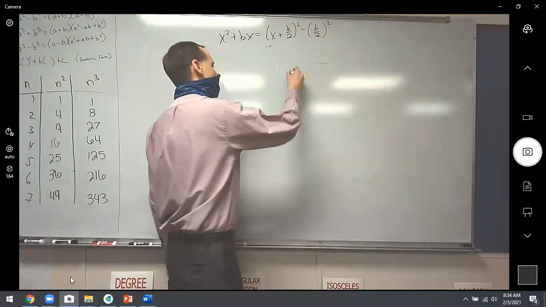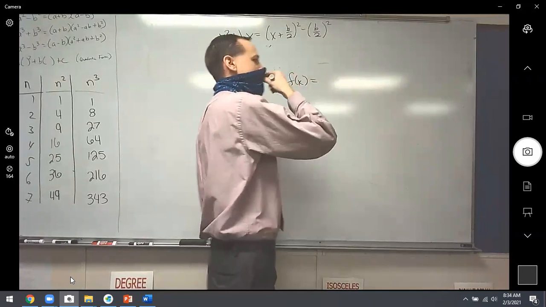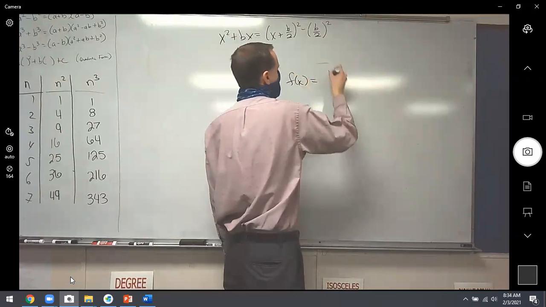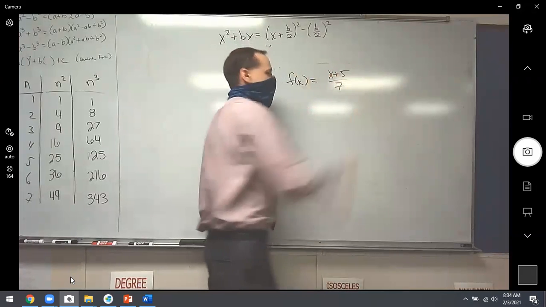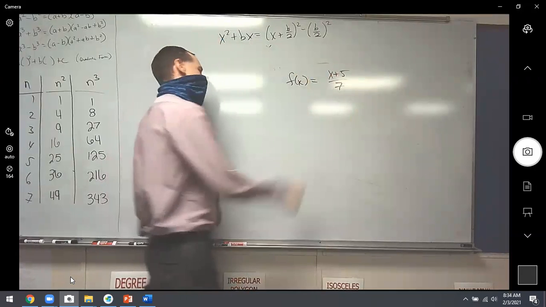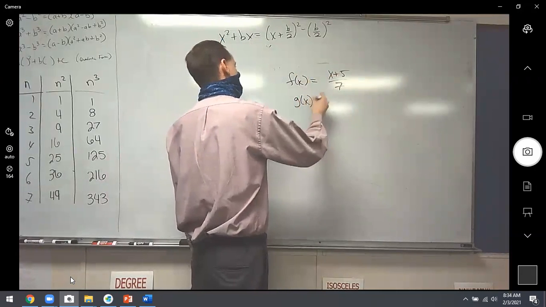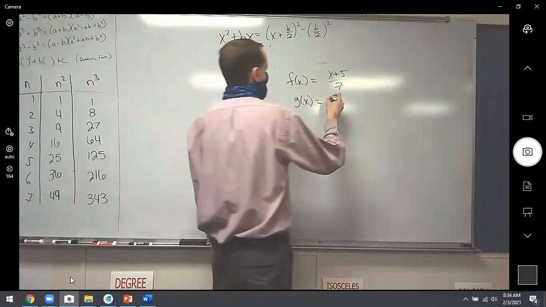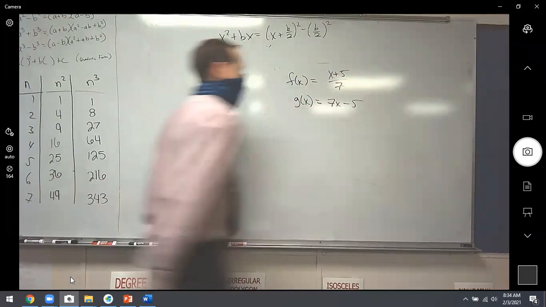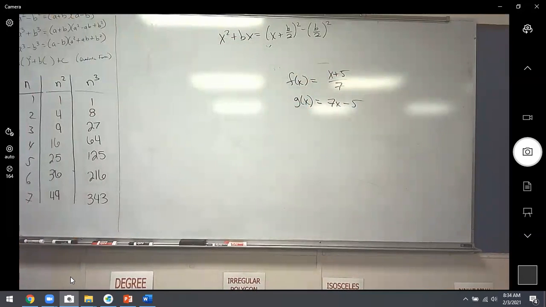Here we go. Let's say f of x is x plus 5 divided by 7. I'm going to give you another random function: g of x is 7x minus 5. And somebody asks you to show if they're inverses or not. Well, let's find out.